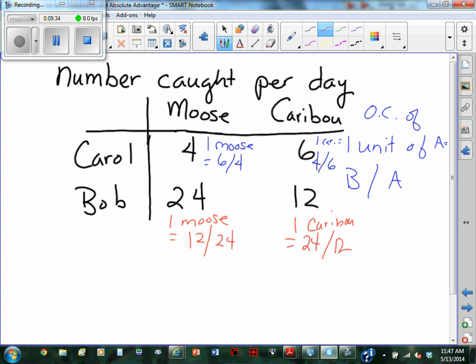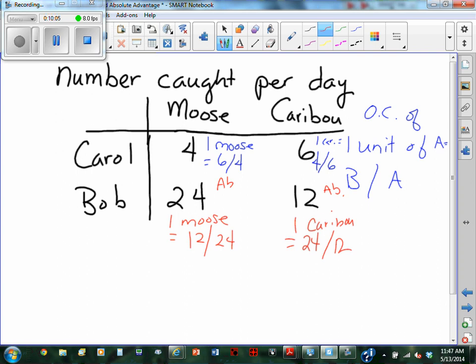So, absolute advantage. Who's the better moose hunter? Bob. Bob is the better moose hunter. So he has absolute advantage in moose hunting. Who's the better caribou hunter? Bob. Bob just has to make the rest of us look bad. So Bob's got absolute advantage in both moose and caribou, but he doesn't have comparative advantage in both.